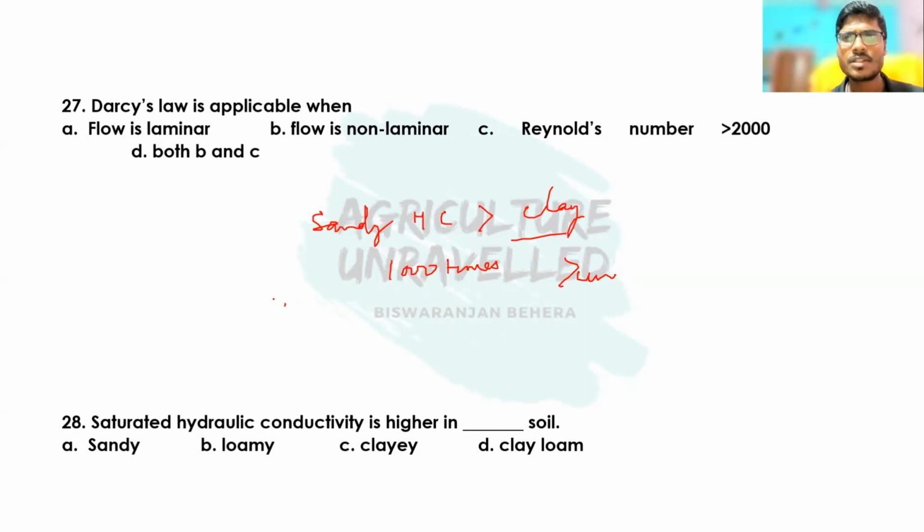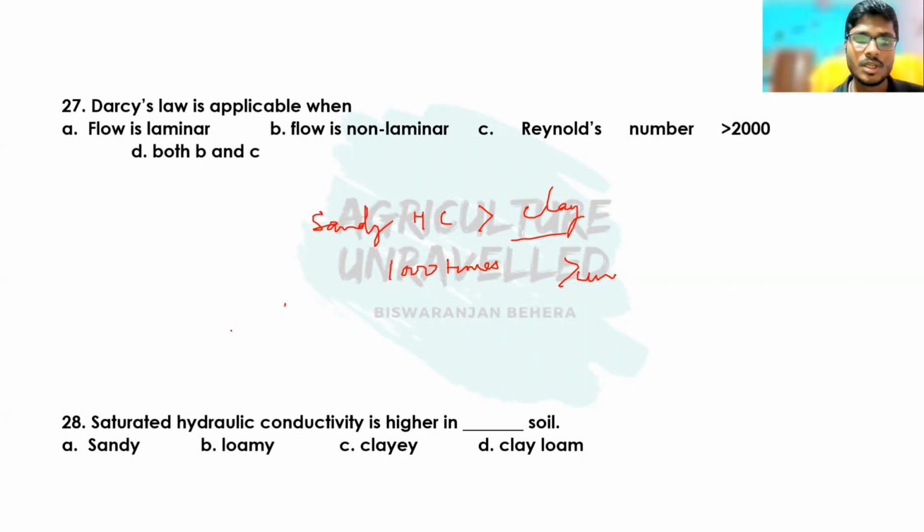If the question asks in which soil the saturated conductivity is higher, then the answer will be sandy soil. And if it is unsaturated conductivity, then the answer will be clay soil. And if it asks in which soil the hydraulic conductivity is more, then the answer will be sandy soil.